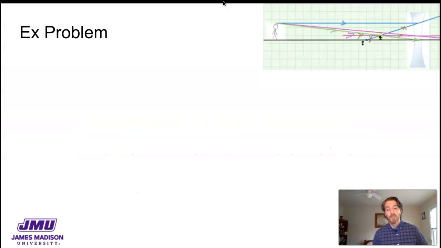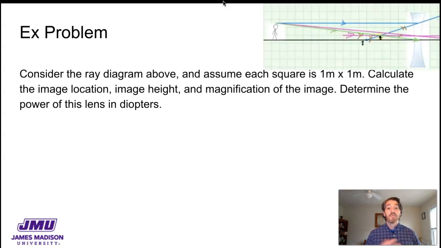So again, let's try an example problem where you are not asked to draw the ray diagram this time. We'll do the ray diagram and some more calculations in class together. But for this, considering the ray diagram above, again, if each square is 1 meter by 1 meter, we'll calculate the image location, image height, and magnification of the image and determine the power of this lens in diopters. As I said in the previous video, you would usually be given the variables in the wording of a question, not asked to count them out off of a piece of graph paper.